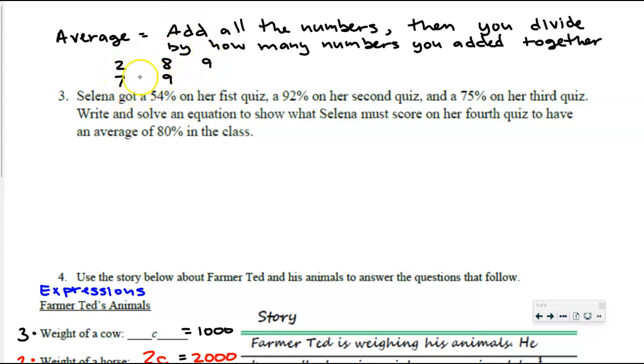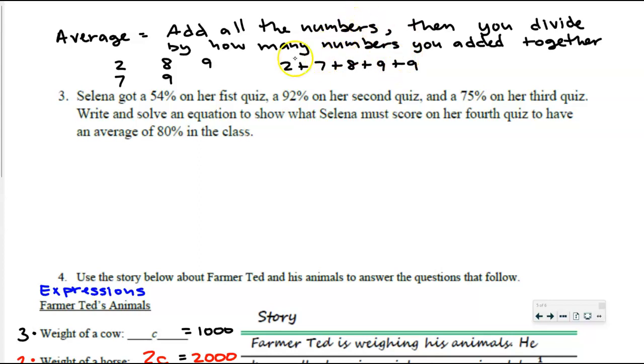So let's find the average. What was the average score? What do we have to do first? Add all the numbers. So that's going to be 2 plus 7 plus 8 plus 9 plus 9. Once you have all of those numbers added together, I don't even care if you type it into your calculator right now because we're not done.